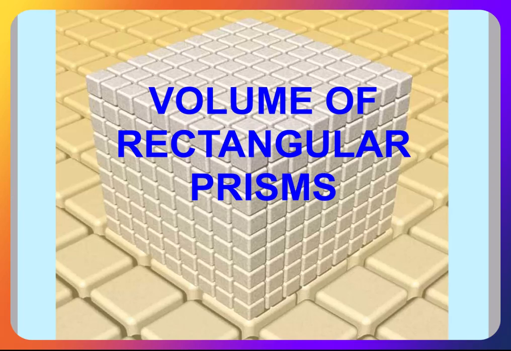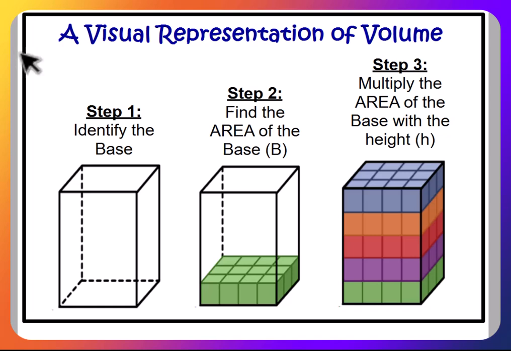Okay, volume, rectangular prisms. You've actually learned about this in elementary school. There's just a little bit of a change, which is going to be on the formula. First, let's look at the visual representation of volume. So volume is how much space something can hold.